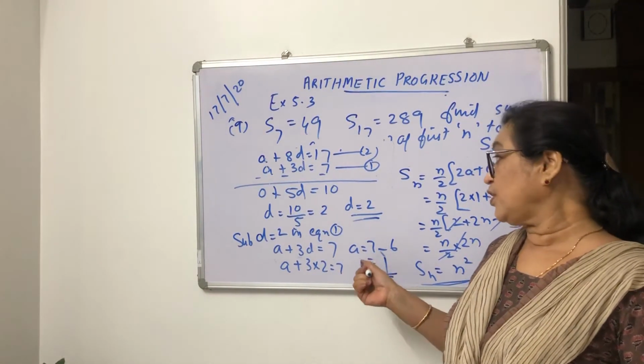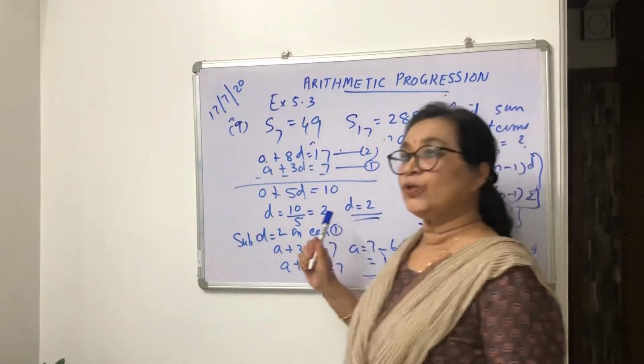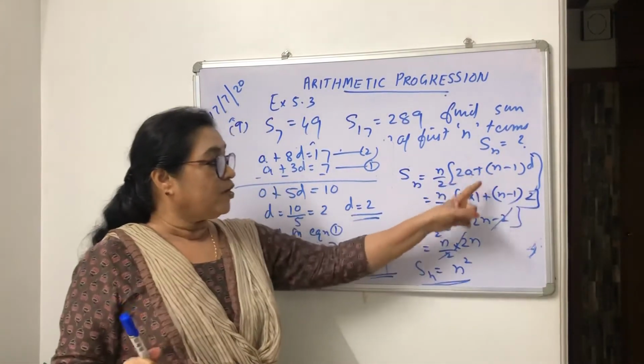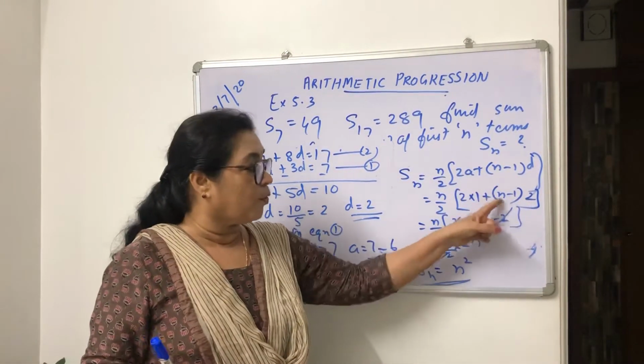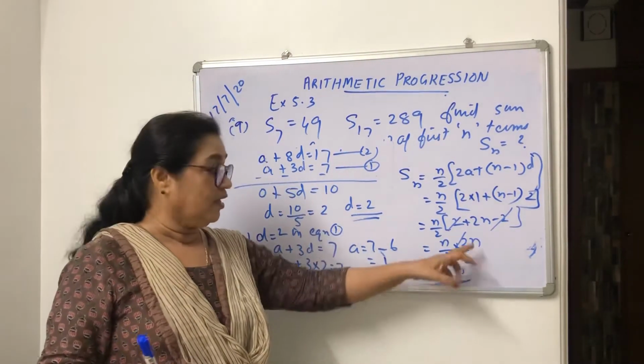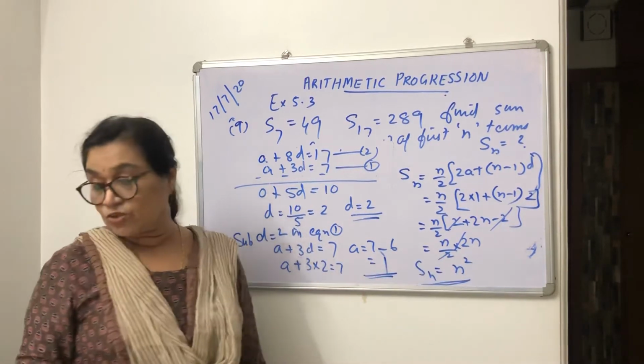Once you get the value of A and D, Sn equal to n by 2 into 2A plus n minus 1 into D, and the value of A and D you substitute and open this bracket. This 2 plus 2 minus 2 will be cancelled. N by 2 into 2n. So 2 and 2 cancel, it is n squared.